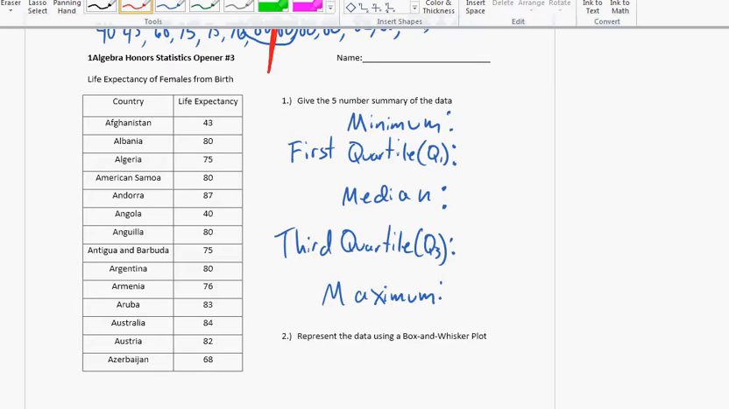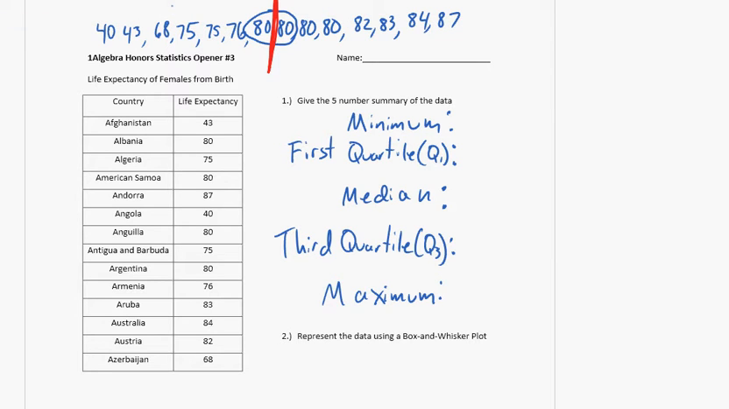Okay, well, in order to find the minimum, that should be pretty obvious. That's just the lowest number, and the maximum is also pretty obvious. That's 87. If you recall, the median was 80 because the mean of this 80 and this 80 is 80 again. All right, and then the way we find the first quartile is we look at the part of the data that is below the median. If the median were a number, we don't actually count the median. We only count the numbers that are below the median.